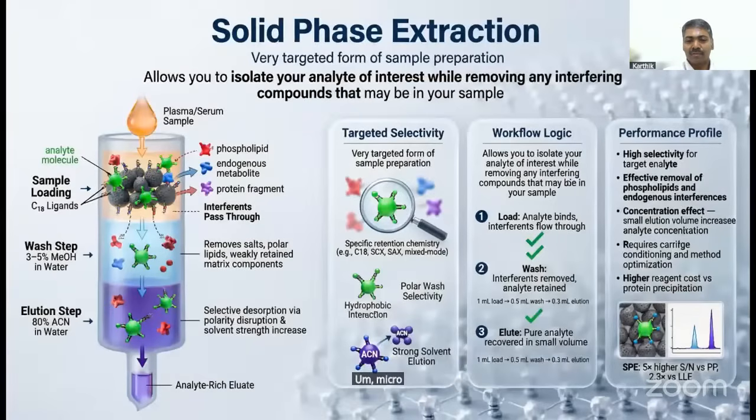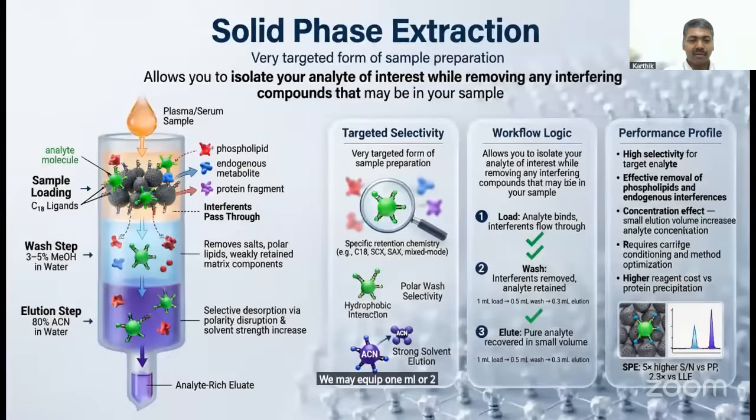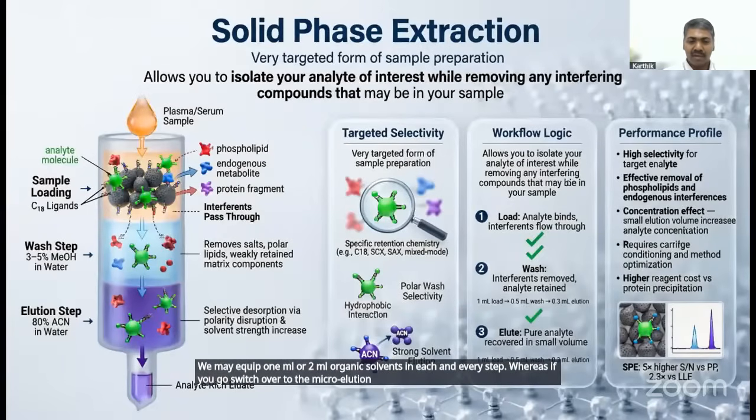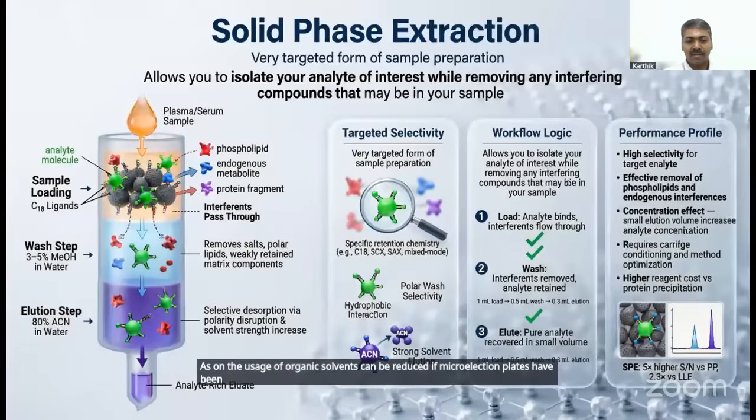Yes, and in this advanced technique there are micro elution plates. Instead of using individual cartridges, with micro elution plates the volume of solvents required will be at microliter level only. When we use single cartridges, we may require 1 ml or 2 ml of organic solvents in each and every step. Whereas if you switch over to the micro elution plate, we require only 100 to 200 microliters of organic solvents, and the plasma requirement will also be very small. The usage of organic solvents can be reduced, the cost will be reduced, and the time will also be reduced. So we are switching towards the micro elution plate.